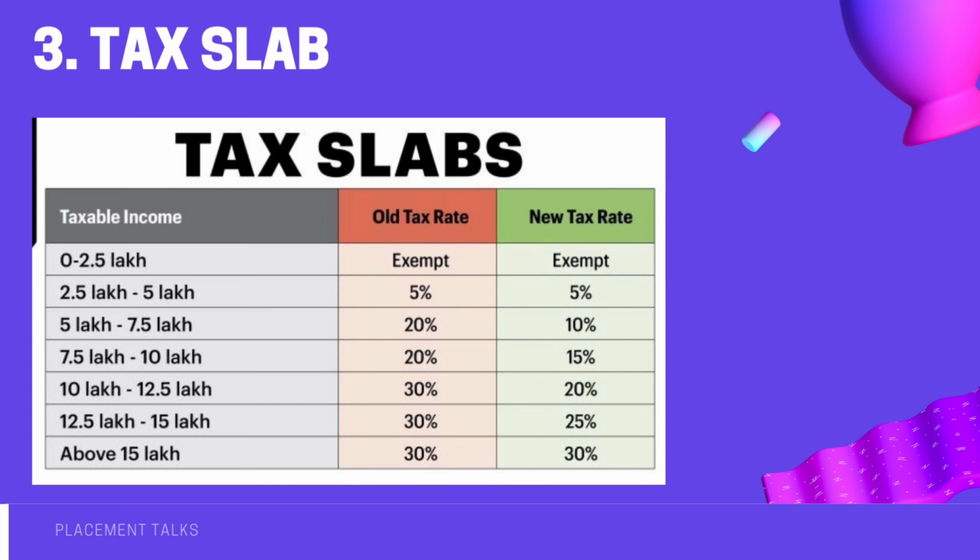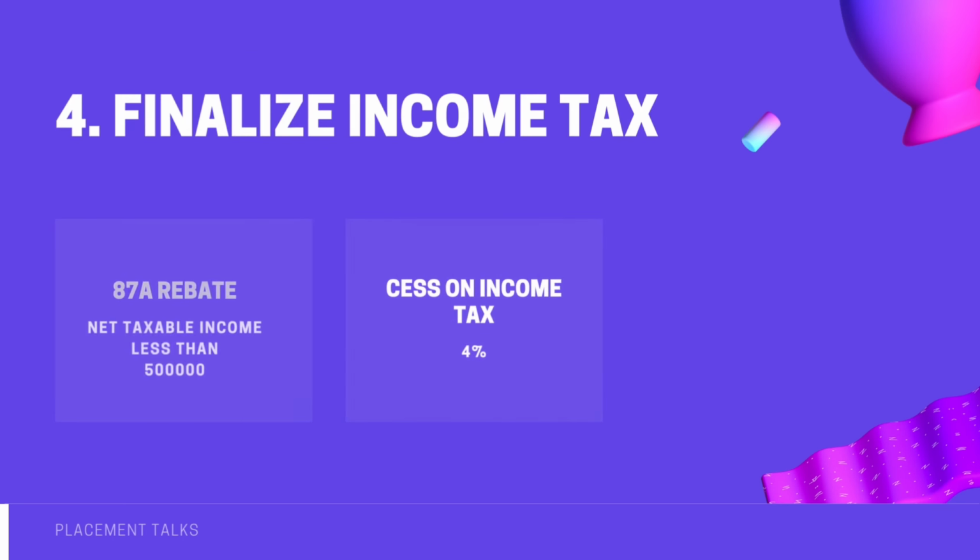Once we have identified the tax slabs, we need to finalize the total income. And also we will be getting some rebates under the 87A section. If our net taxable income is less than 5 lakh rupees, then we don't have to pay any tax. So that is the rebate we are getting. And also after calculating the tax, we need to pay 4% more as a cess on the income tax.